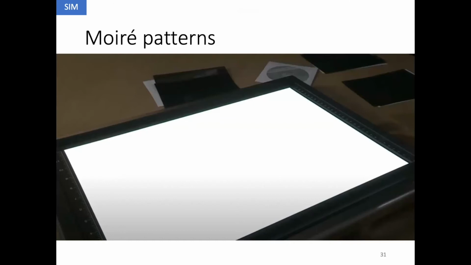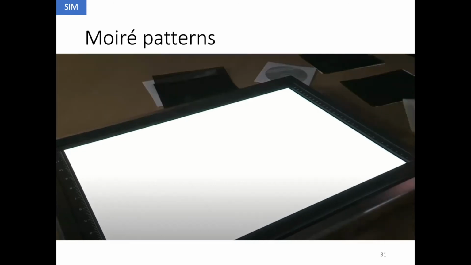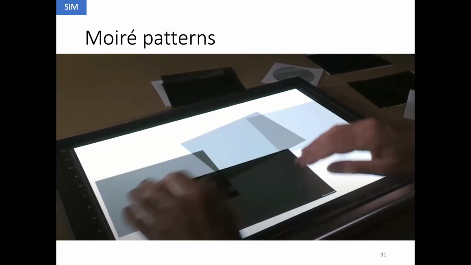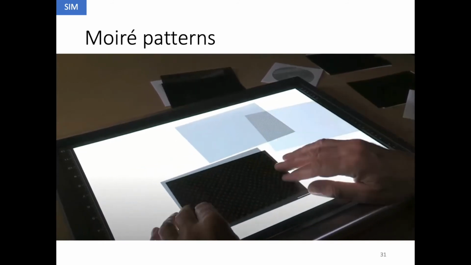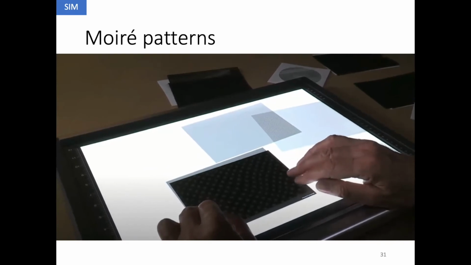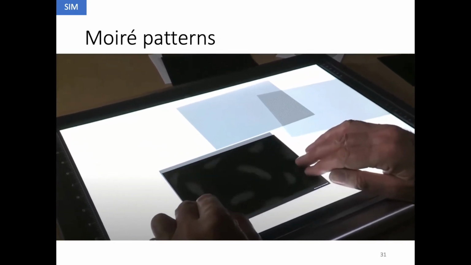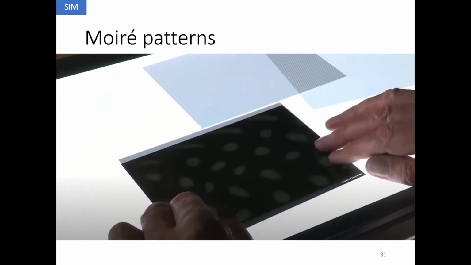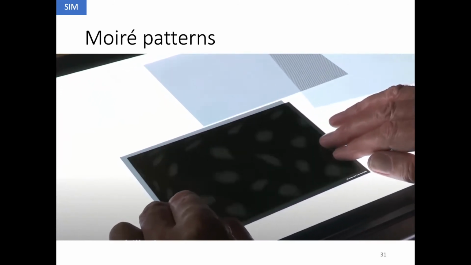To understand what's going on, we have to talk a little bit about moiré patterns. You have probably seen them. If you have little transparent films with a regular pattern and you overlap them, you get the emergence of different types of patterns. And those patterns are usually larger than the ones you initially start with.